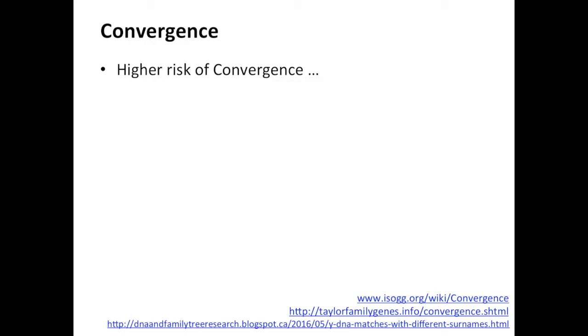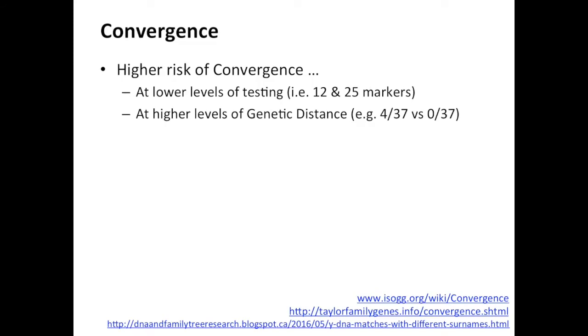There's a higher risk of convergence at lower levels of testing, like 12 markers or 25 markers, and a much less risk of convergence the higher you go, 37, 67, 111. And by convergence, I mean within that matching threshold. I don't mean an exact match, I mean a match below 4 out of 37, 7 out of 67, 10 out of 111, those matching thresholds. So a convergent match could be 0 out of 37, which I think is very rare to get an exact match. But 4 out of 37, 3 out of 37 is usually what you see when you come across a convergent match.